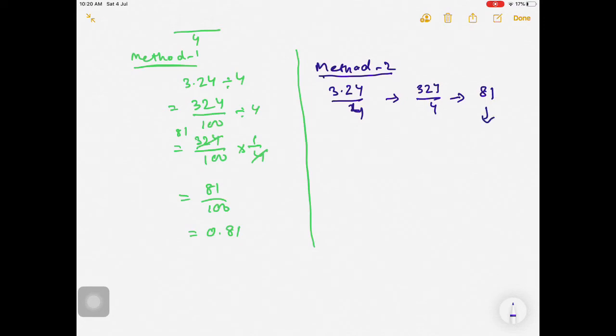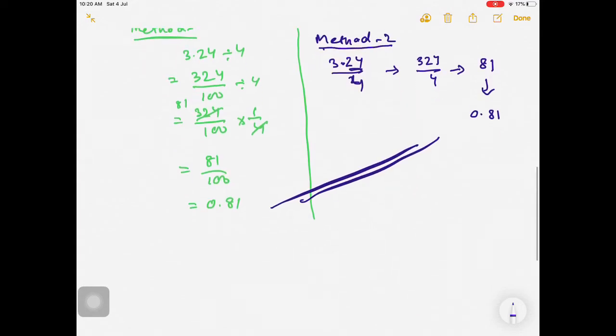Now after you get this, just put the decimal point. Here we had 2 places after the decimal, so in the result also we shall have 2 places after the decimal. So it is 0.81. Now you can see the same answer that we got.